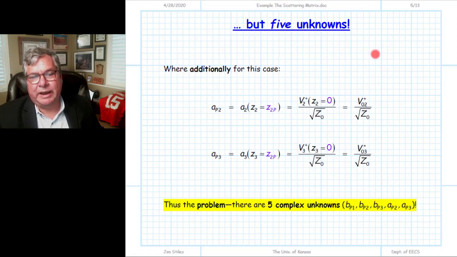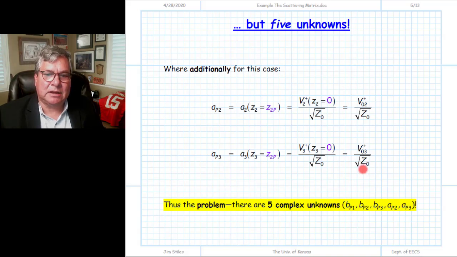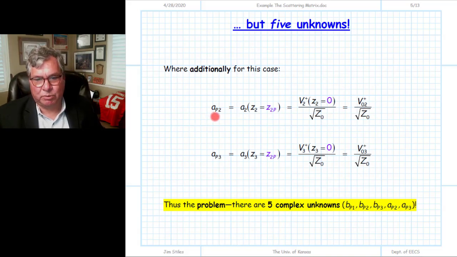In those equations, we had 2 other incident normalized wave amplitudes, 2 A values, one at port 2 and one at port 3. Again, we take the normalized incident waves and evaluate them at the port planes. In this case, Z is equal to 0, and we get this result now for the normalized wave amplitudes incident at port 2 and port 3.